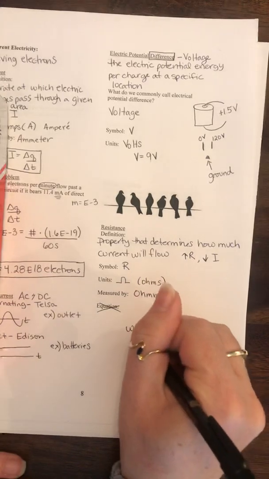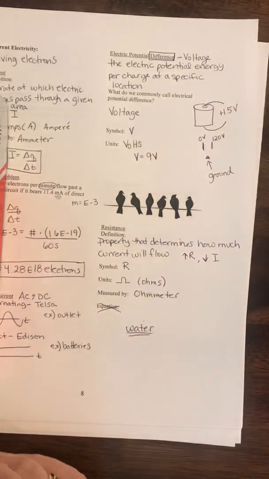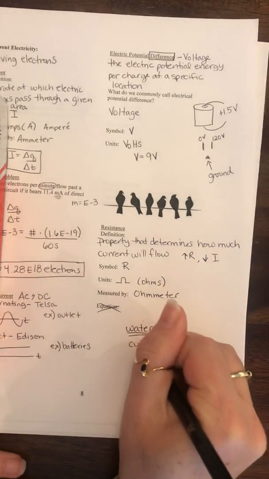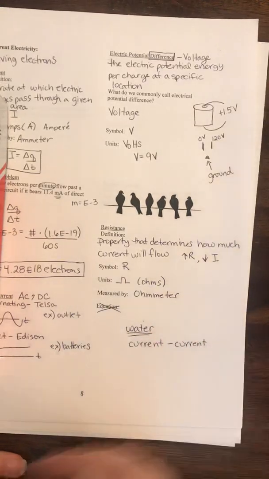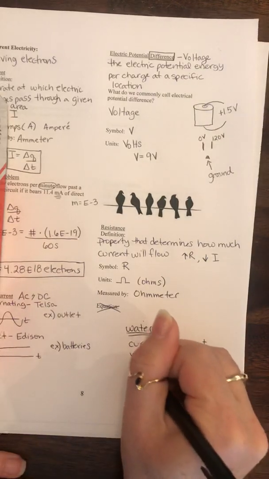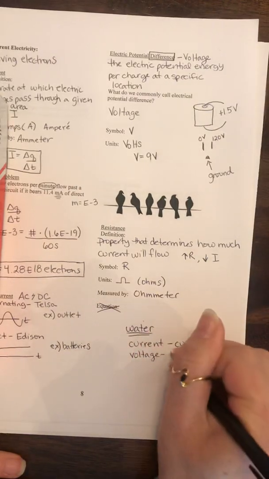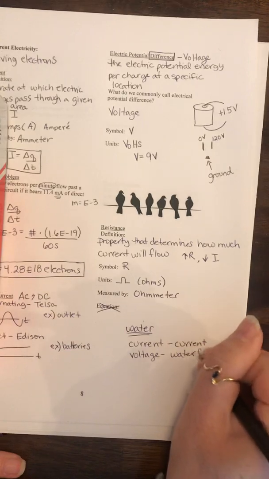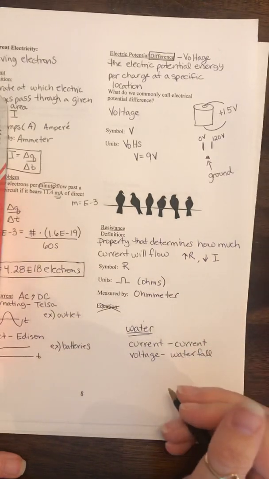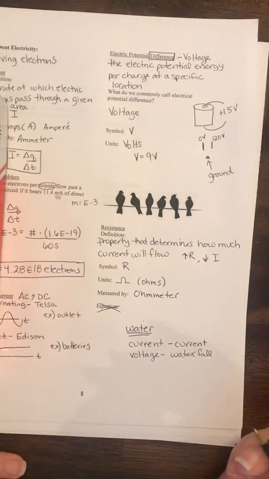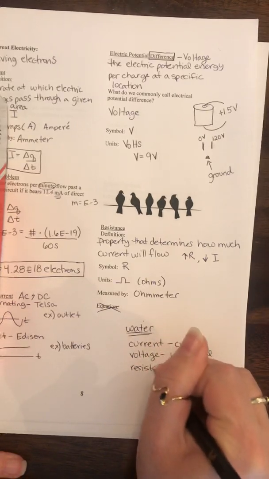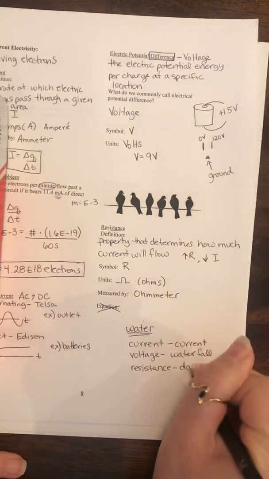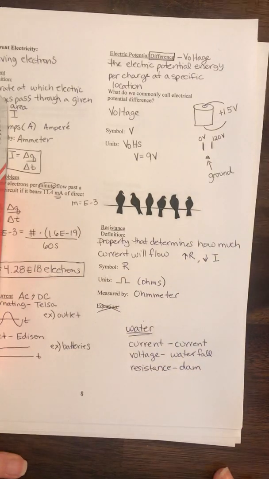But what I did want to just write down is that we talked a little bit about a water example. So we said current, if we're talking about water, is very similar to the current of a river. Voltage is like the waterfall. As the water falls down the waterfall, it gets faster, okay? That's what provides the energy of the water, okay? And resistance is like the dam, okay?